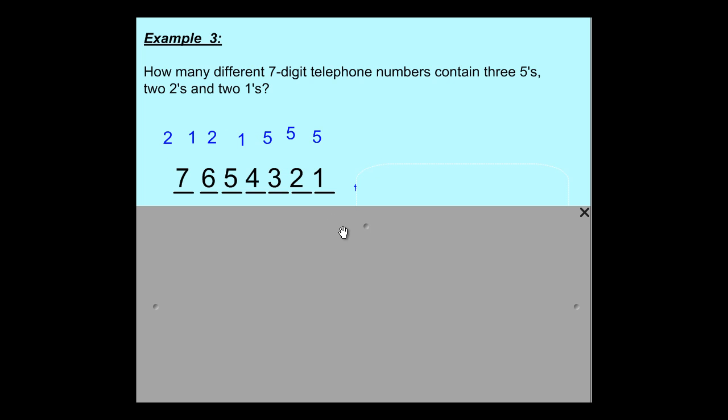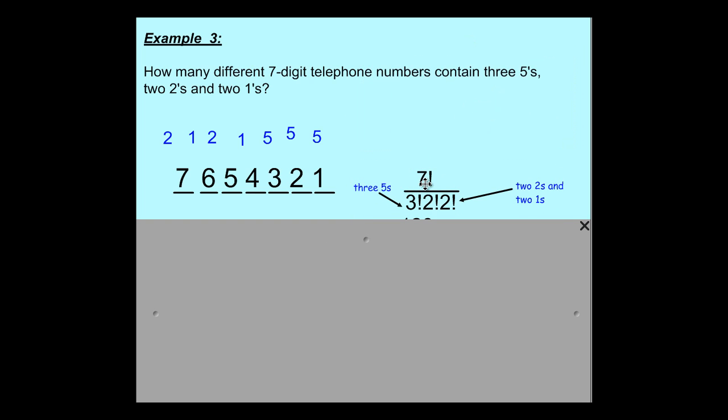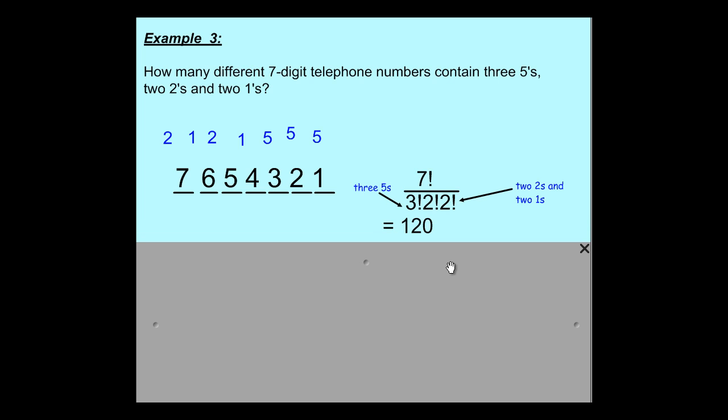7 factorial choices, okay? The difference being there's identical elements. There's 3 5s, 2 2s, and 2 1s. We have to divide those out factorially, and it looks like this. So you still have your 7 factorial, because there's 7 digits in the telephone number, but because of the repeating elements, the repeating 5s, the repeating 2s and 1s, you do have to divide those out. So there's 3 5s, you divide by 3 factorial, 2 2s and 2 1s, that's why it's 2 factorial and 2 factorial. You simplify that and you get 120 ways to achieve this type of phone number.